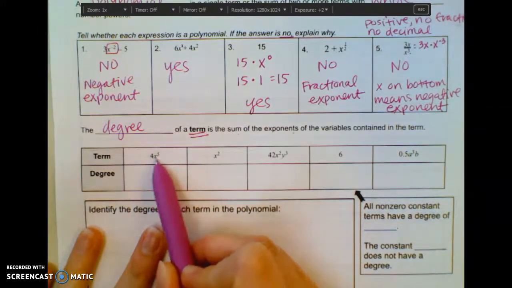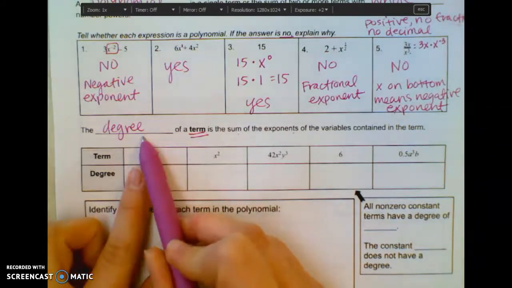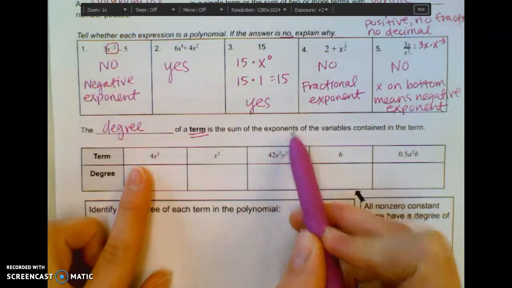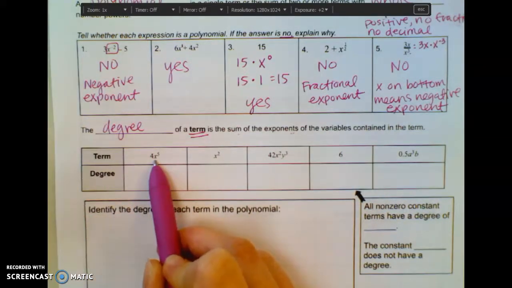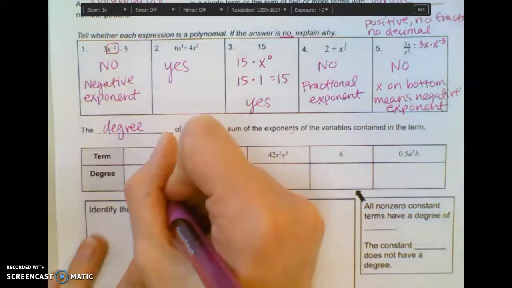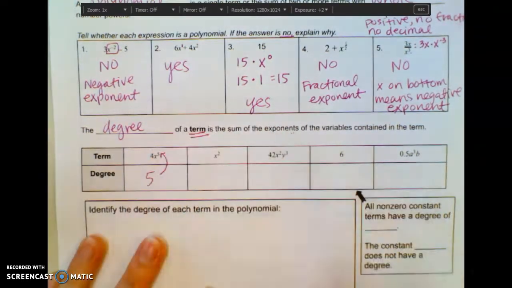Here's our term 4x to the 5th. Well, the degree is the sum of the exponents of the variables in this term. There's only one exponent, and it is 5. So on this one we have x to the 5th. So our degree is just 5. Comes from that 5th power.